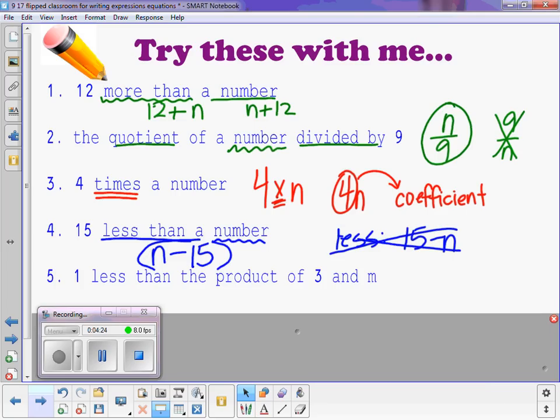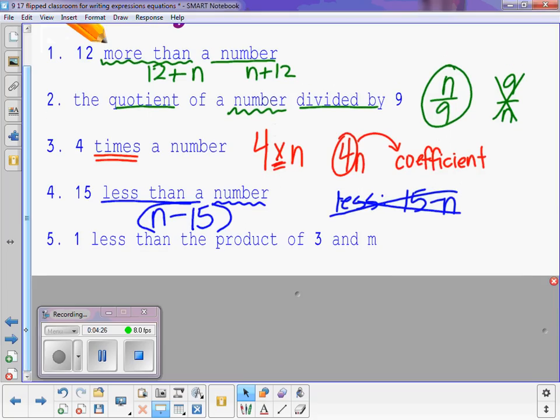All right, number 5, 1 less than the product of 3 and m. So a couple of things I noticed, less than and product. Oh, my computer's freezing. Oh.